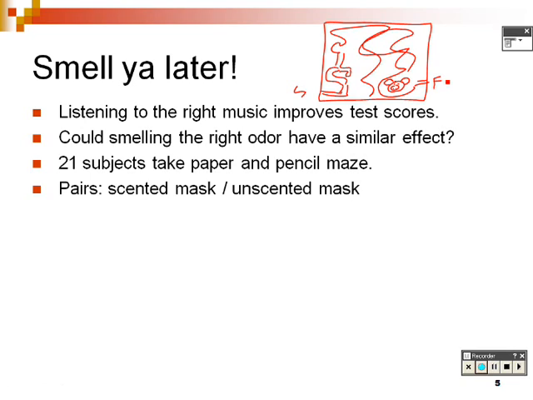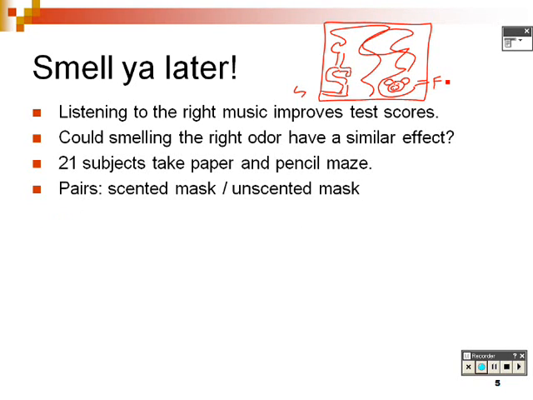And what we're going to do is measure the time it takes for them to finish the maze. Here's the pairs. One time an individual is going to run it wearing a scented mask, and this scent is going to be something that we imagine will help with cognitive ability. And then the other time the individual is going to wear a mask, but it's not going to be scented.